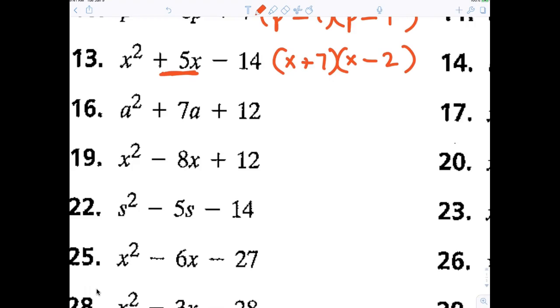Plus 7 minus 2. If you want to double check, put your smiley faces. 7 minus 2 is 5. X times x is x squared. Positive 7 times negative 2 is negative 14. So is it the same thing if you write x minus 2 and x plus 7? Beautiful. That's what we just said. Perfect.